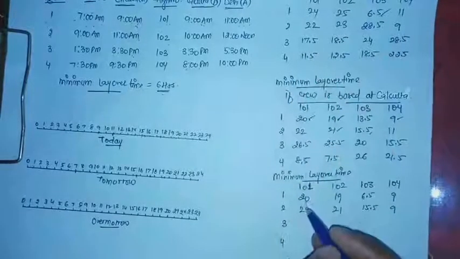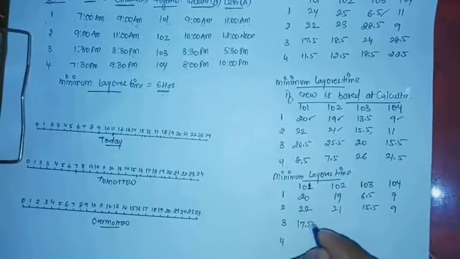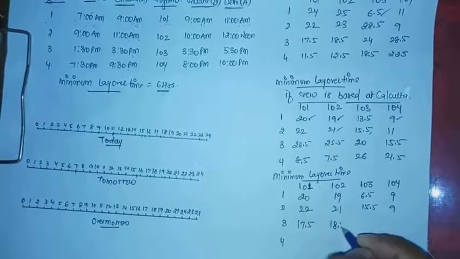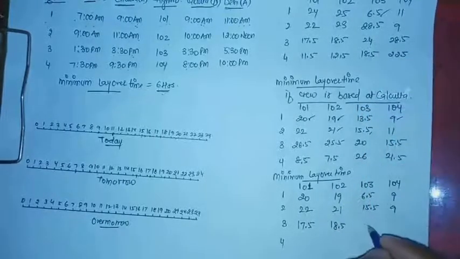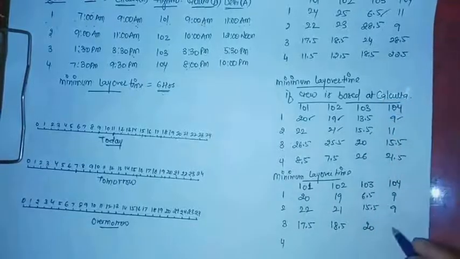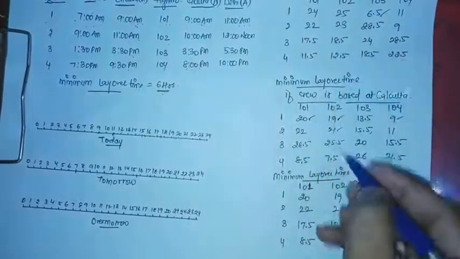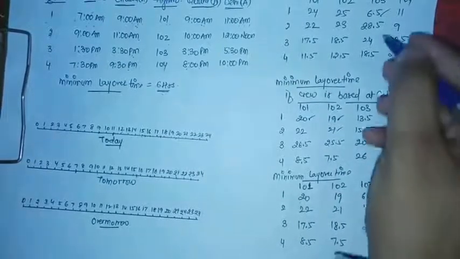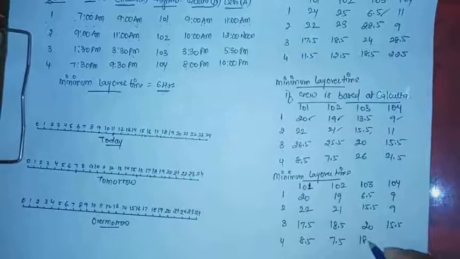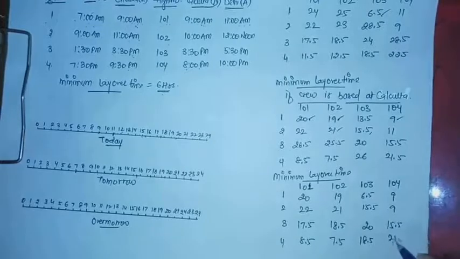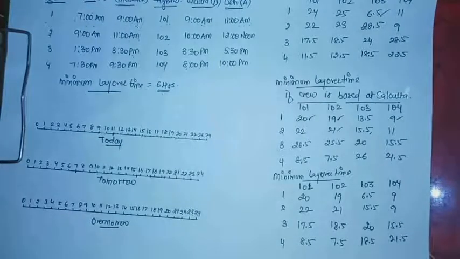Okay, next 17.5 or 26.5, 17.5. 18.5 or 25.5, 18.5. 24 or 20, 20. 28.5 or 15.5, 15.5. 11.5 or 8.5, 8.5. 12.5 or 7.5, 7.5. 18.5 or 26, 18.5. We are choosing the minimum from these matrices, 22.5 or 21.5, 21.5. So that will be our actual matrix.